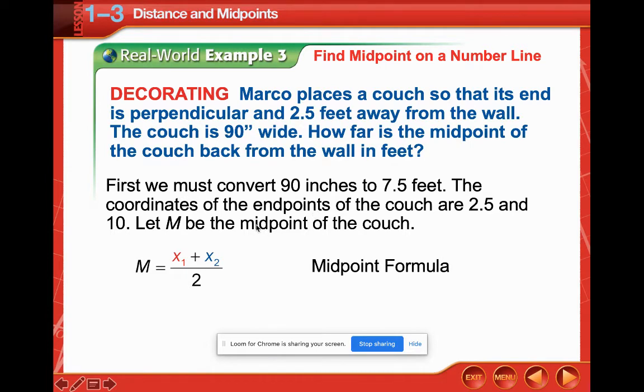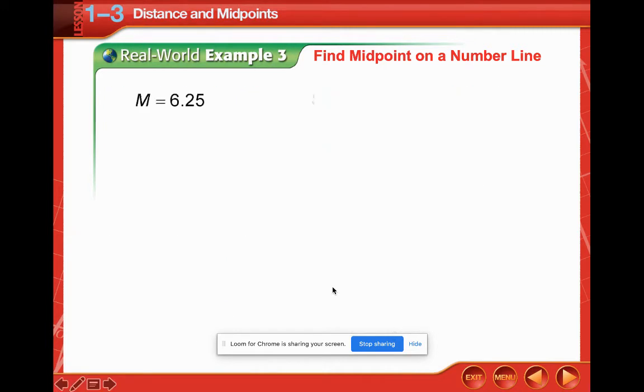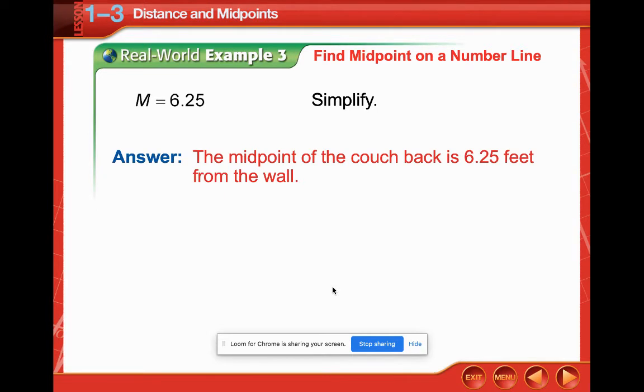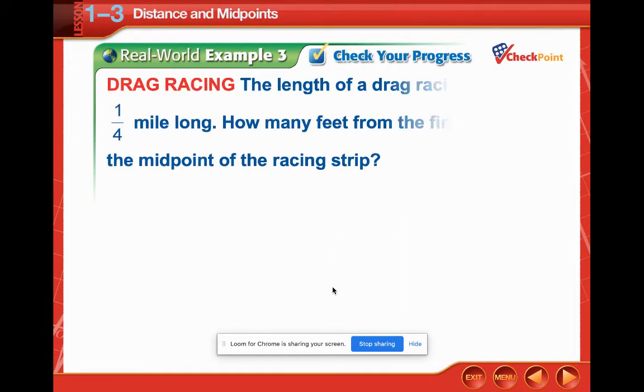All right, so let M be the midpoint. How many feet is the middle of the couch from the wall? So you plug in your numbers. 2.5 is one, plus 10 is the other. You're going to get 12.5. Divide that by 2, and you should get 6.25. The midpoint of the couch back is 6.25 feet, or 6 feet 3 inches, or 75 inches, whatever you want to go with.